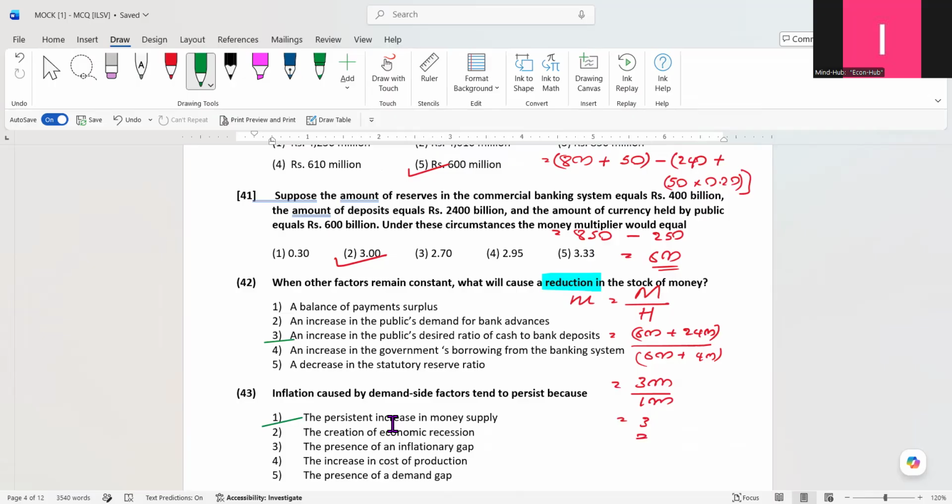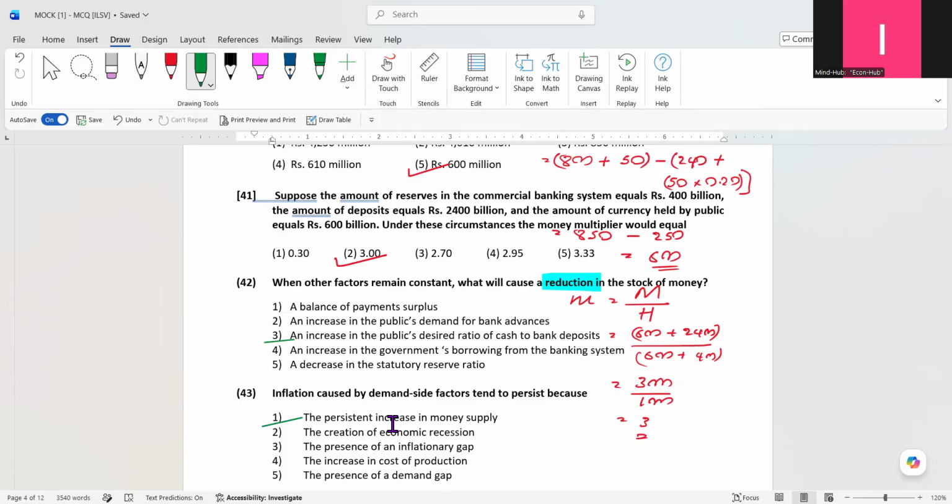42. When other factors remain constant, what will cause a reduction in the stock of money? Stock of money is another way to say money supply. Monetary aggregates is another way to say money supply. Monetary aggregates, stock of money, all mean money supply. What will cause a reduction in the money supply would be number 3.